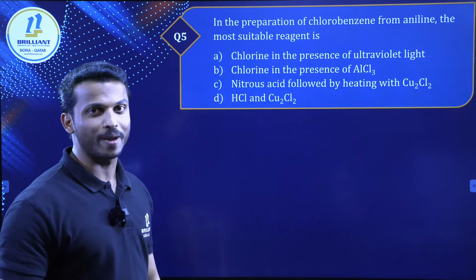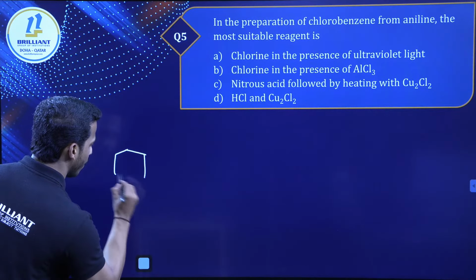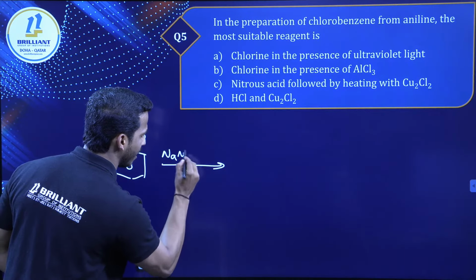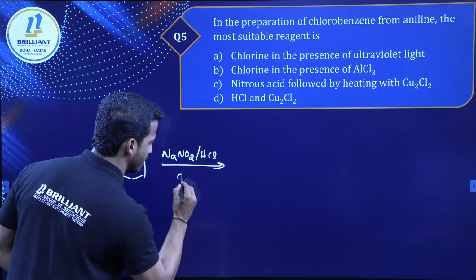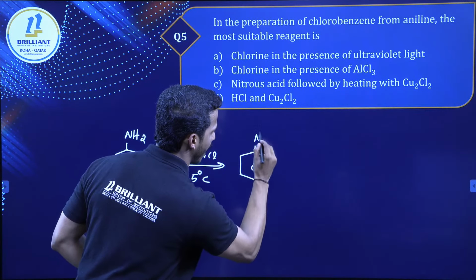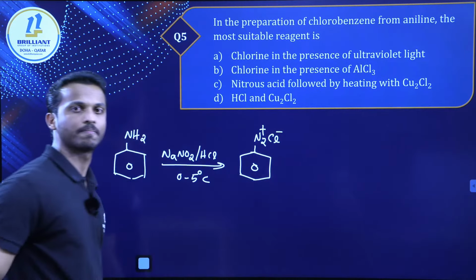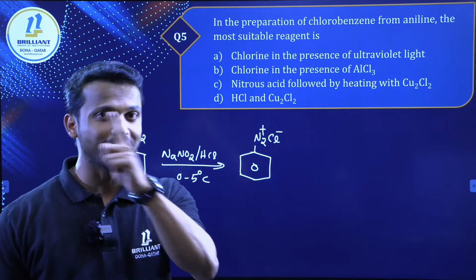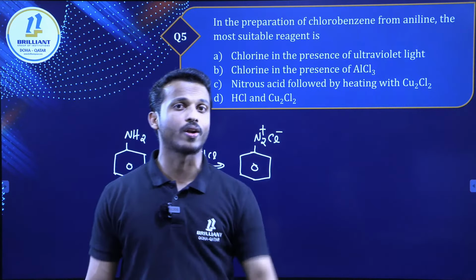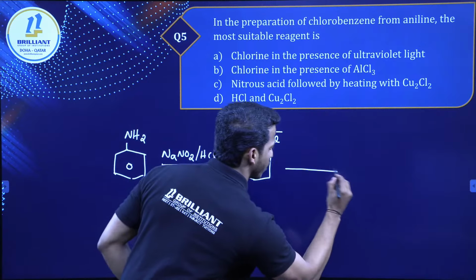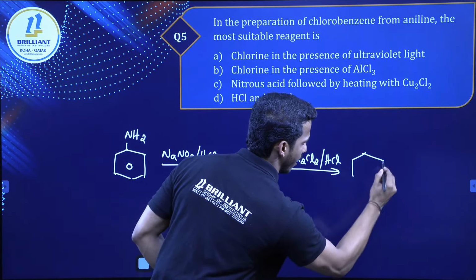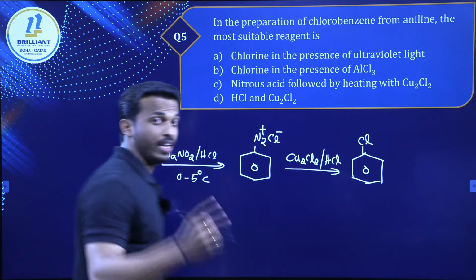In the preparation of chlorobenzene from aniline, what is aniline? Benzene with NH2. Aniline, when treated with nitrous acid, NaNO2 and HCl at 0 to 5 degrees Celsius, gives benzene diazonium chloride, N2+Cl-. From benzene diazonium chloride you can prepare chlorobenzene and bromobenzene through the Sandmeyer or Gattermann reaction. What is the Sandmeyer reaction? Cu2Cl2 along with HCl gives chlorobenzene.